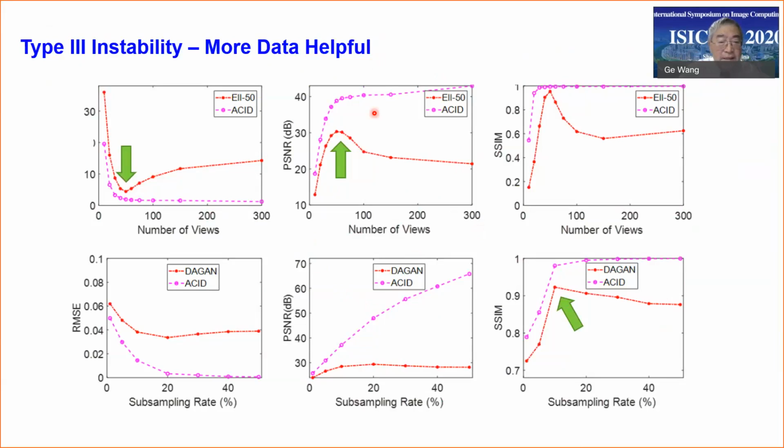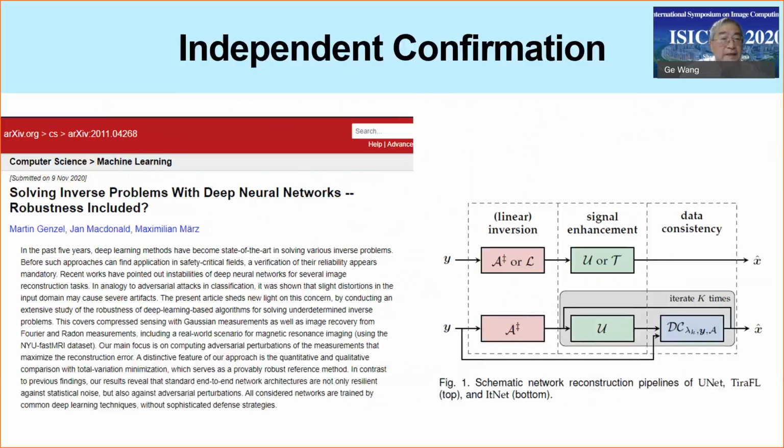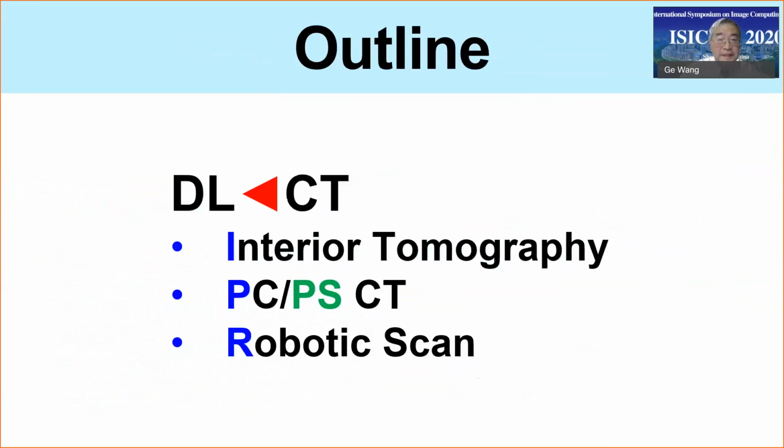And last month, we saw an article posted on arXiv from a totally independent group in Europe. They basically reported a similar thing: with iterative and deep learning methods combined together, the network can be very stable. So this is the first part of my presentation.